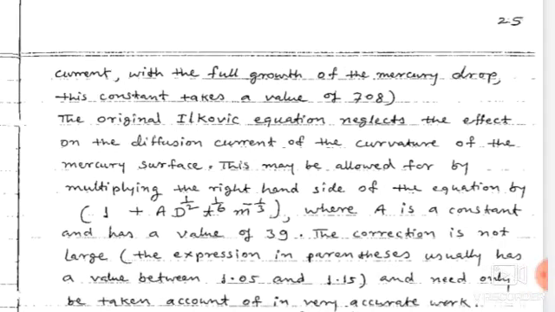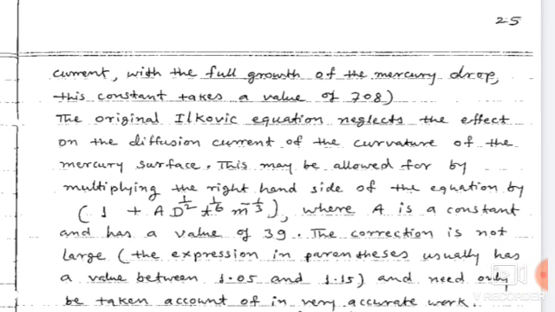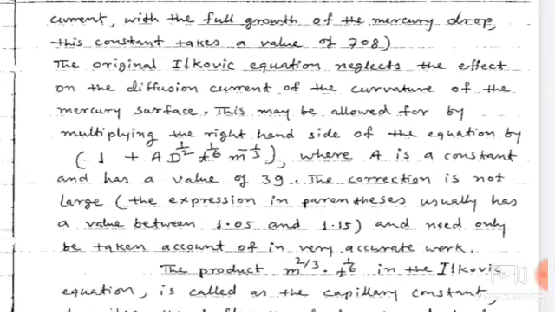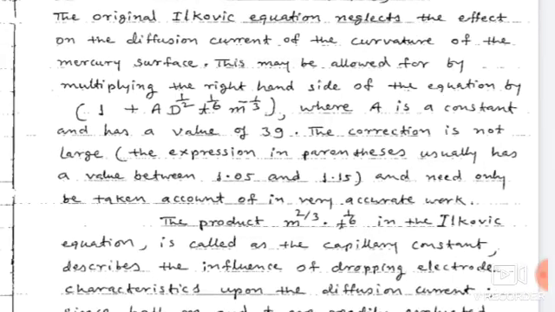maximum current with a full growth of the mercury drop. This constant takes a value of 708. The original Ilkovic equation neglects the effect on the diffusion current of the curvature of the mercury surface. This may be allowed for by multiplying the right hand side of the equation by 1 plus A D to the power half t to the power 1 by 6 m to the power minus 1 by 3.